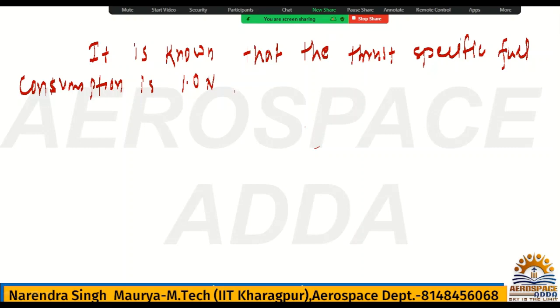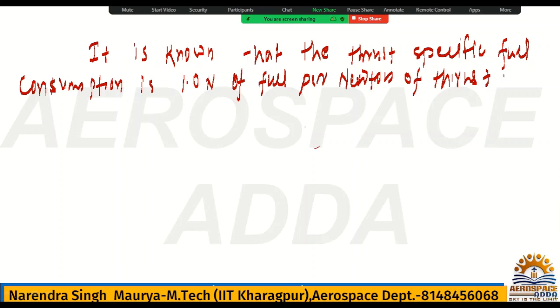per Newton of thrust per hour. Check the unit they have given, you have to change accordingly. Okay, thrust per hour, right?